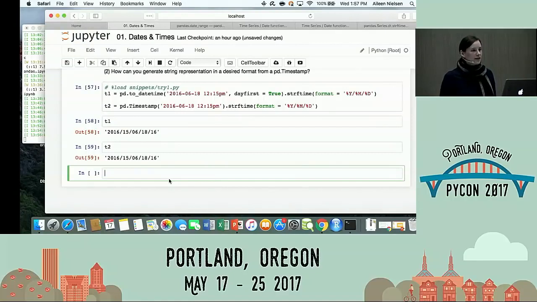Okay, so questions about this? Are we sold on Pandas time functionality? Best thing ever? Made your day? That it's so easy? Cool.